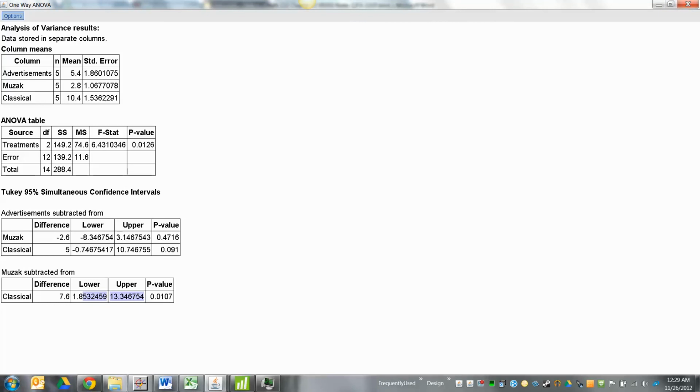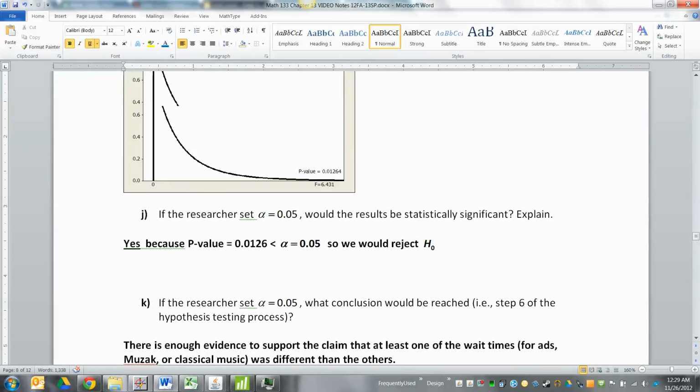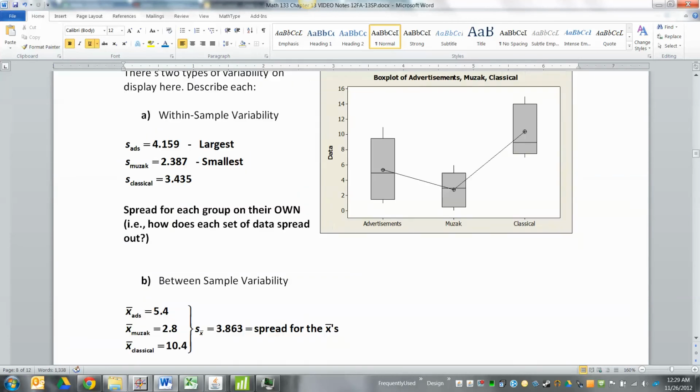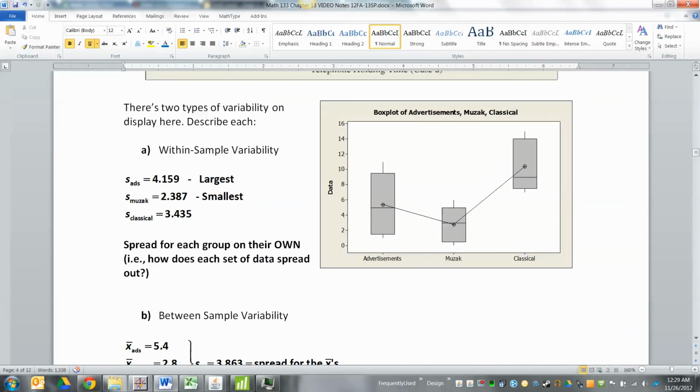So if you look at Muzak from classical, it's positive to a positive number. 0 isn't in there. Not true for ads. Advertisement wasn't significantly different from the other two. So that's how you can tell. Either that or just look at the box plot and see which two of the box plots don't overlap. Muzak doesn't overlap with classical. That's where your big difference is.